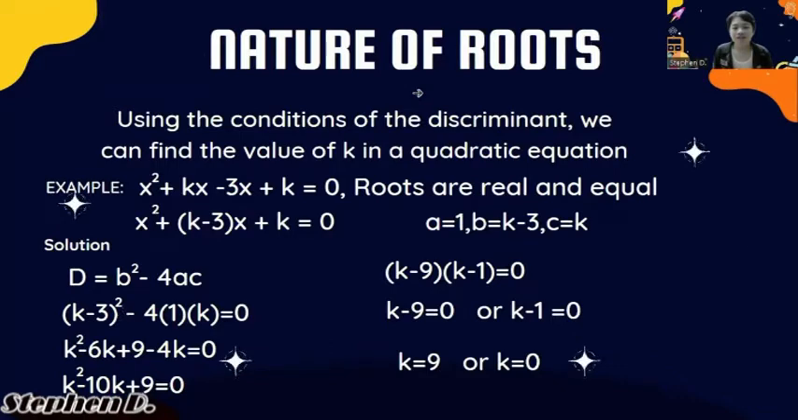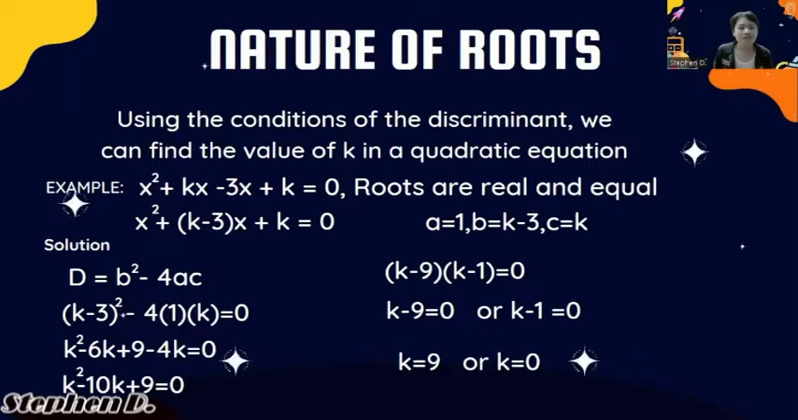Using the conditions of the discriminant, we can find the value of k in a quadratic equation. For example, x squared plus kx minus 3x plus k equals 0, where the roots are real and equal. Since it's real and equal, it means our D will be equal to 0.